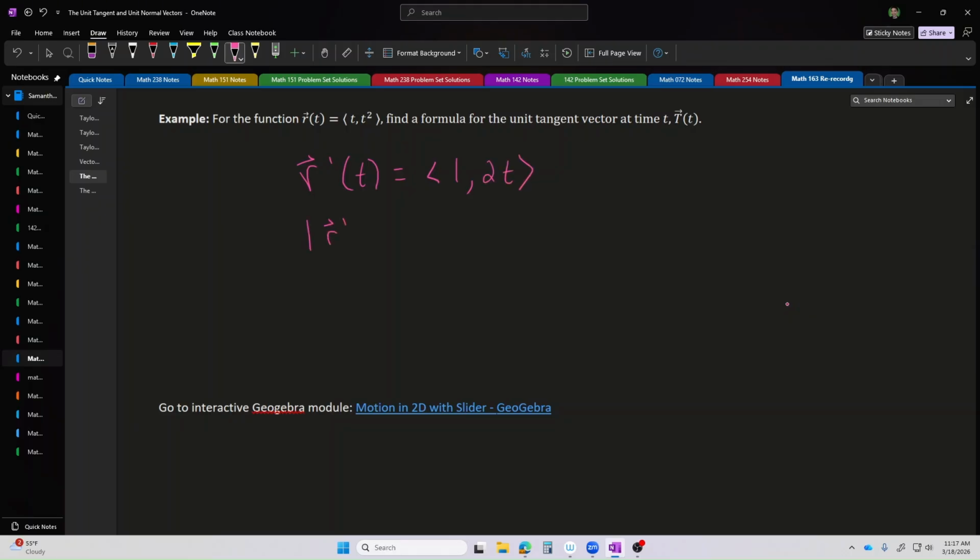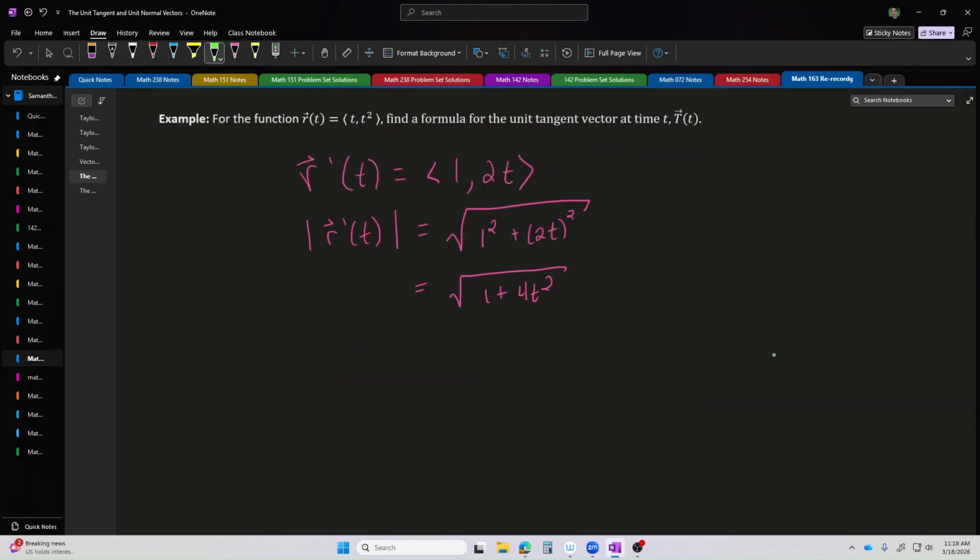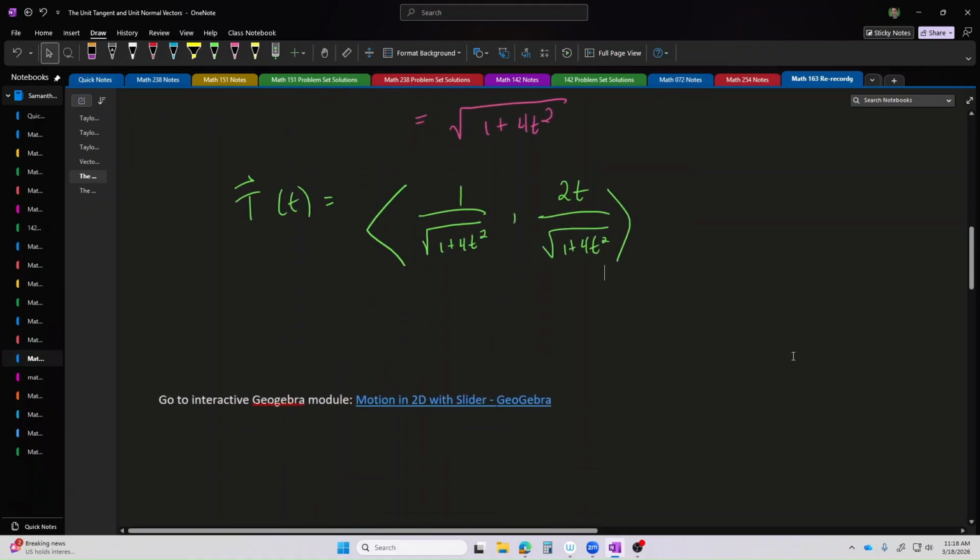Now let's go ahead and find the length of this vector valued function using the standard length formula and process. We'll go ahead and take the square root of the first component squared plus the second component squared, which after simplification becomes the square root of 1 plus 4t squared. So then to find the unit tangent vector, all we have to do is take r prime, the ordinary tangent vector, and divide out that length. So we'll do that division component-wise, giving us 1 over the square root of 1 plus 4t squared, and then 2t over the square root of 1 plus 4t squared.